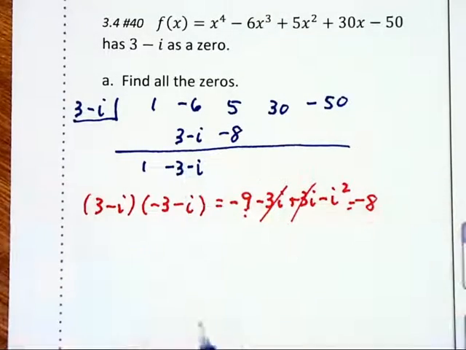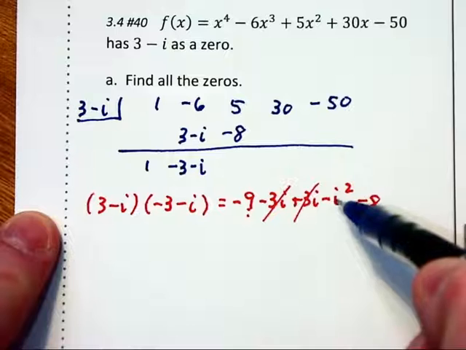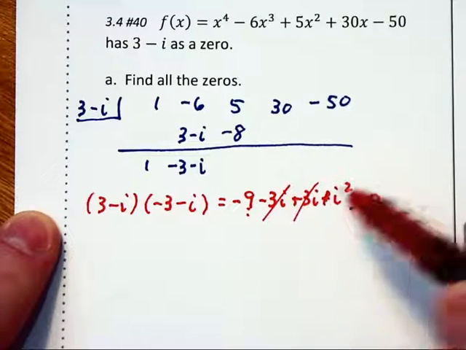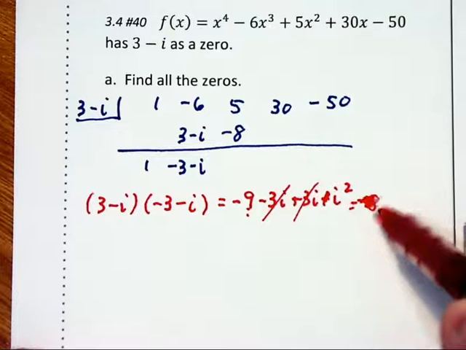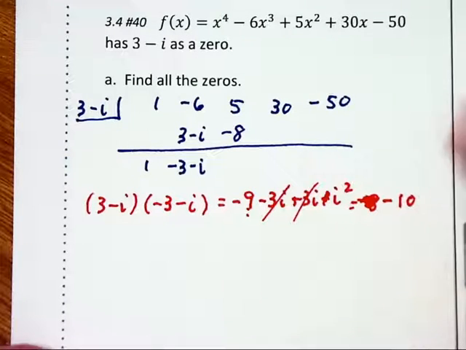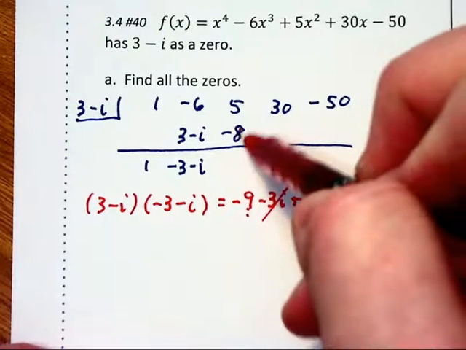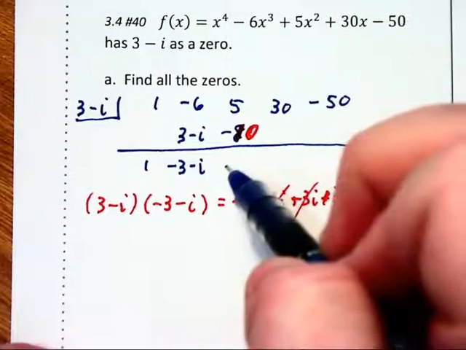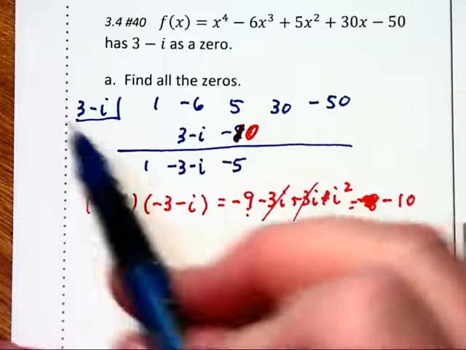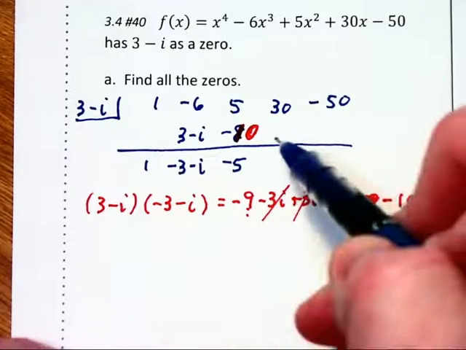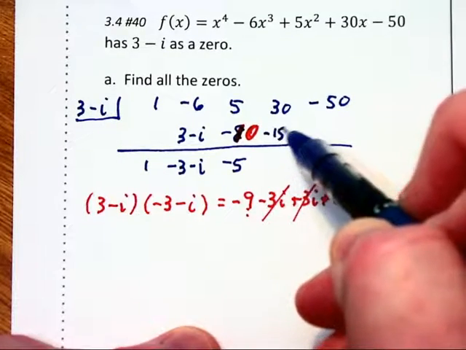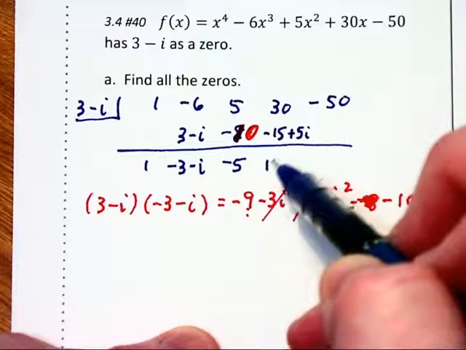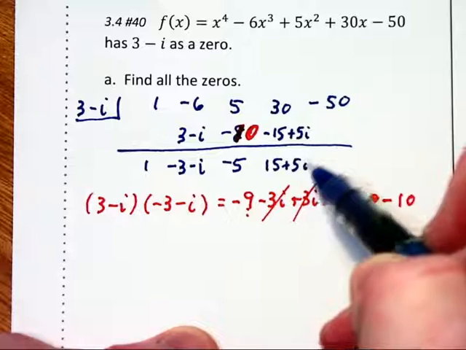I've made a mistake in there. Plus i squared. Therefore we have negative 10. And so we're going to have a negative 10 in here. And adding down we have negative 5. We distribute here and we get negative 15 plus 5i, and adding down we have 15 plus 5i.